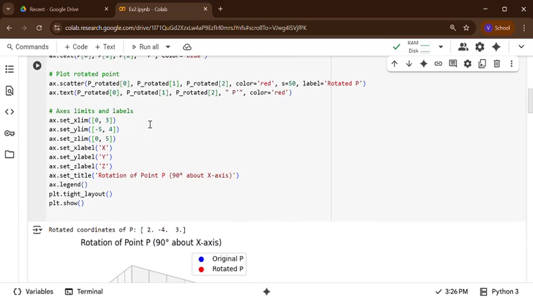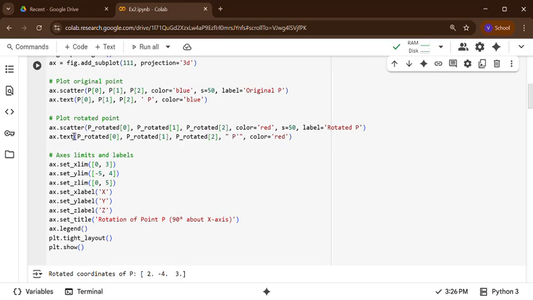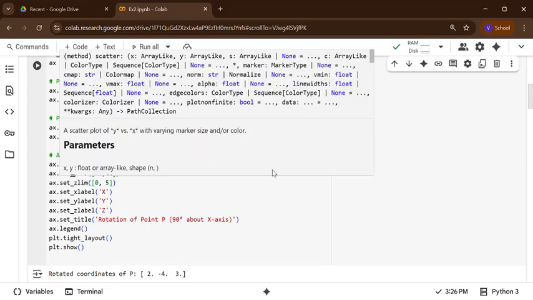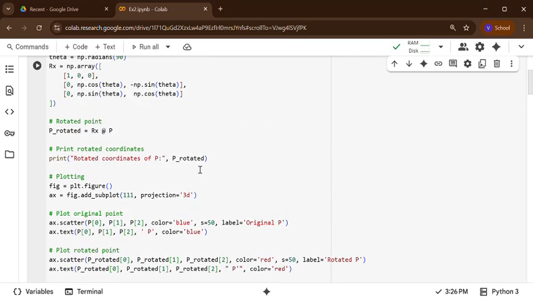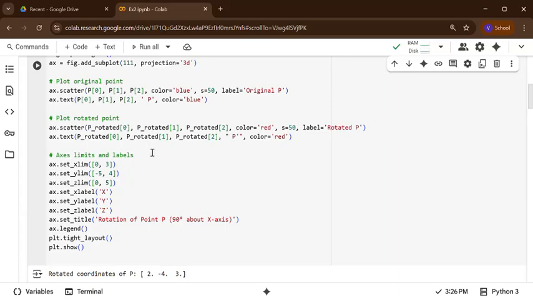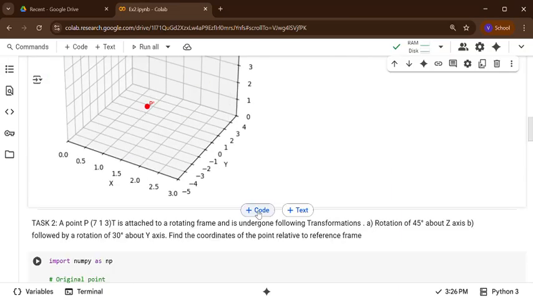Okay. Next one is the rotated point. So for that, you have to plot that point. For that, you have to use a scatter plot. P rotated of 0. You already have the P rotated value stored. So you have to take the first value, second value, third value, and you're going to mark it as P dash, and the color is red. So you can see that.